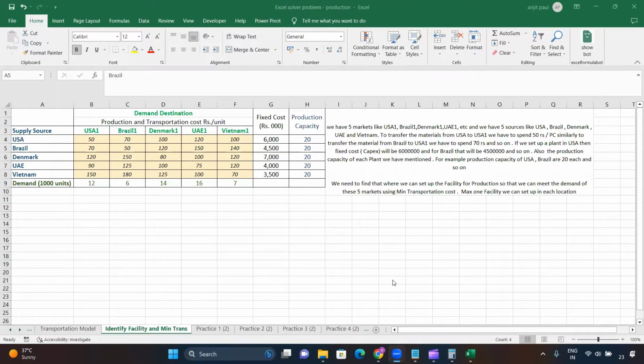So if I summarize, basically, we need to find out where to locate the facilities. Okay. And second thing we need to find out is how much quantity we need to transport and from where. Okay, so these two things we need to find out by considering all these input parameters and the constraints.